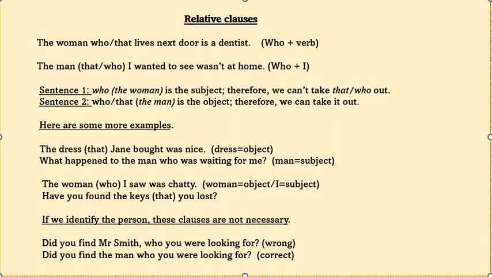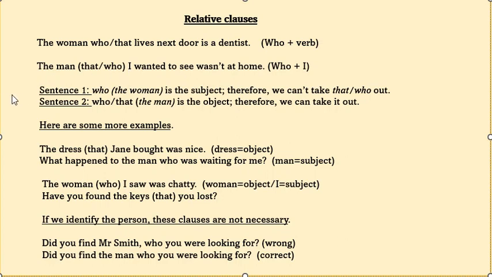So the woman who or that lives next door is a dentist. That's who plus verb. The man that or who I wanted to see wasn't at home. So that's who plus I. So we don't need that or who. You can use it if you like, but we don't need it because we've got the subject here.